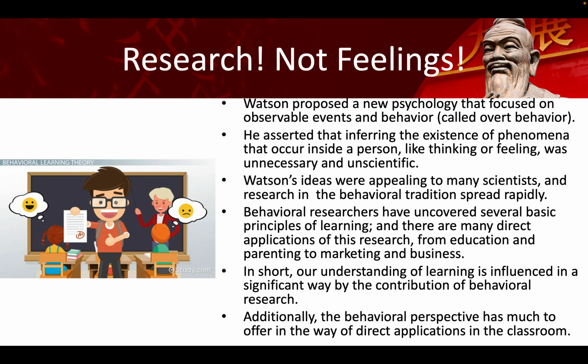Watson proposed a new psychology that focused on observable events and behavior, called overt behavior. He asserted that inferring the existence of phenomena that occur inside a person, like thinking or feeling, was unnecessary and unscientific. And the reality is, of course, you can't measure thoughts and feelings. You can't. It's unscientific. Watson's ideas were appealing to many scientists, and research in the behavioral tradition spread rapidly.